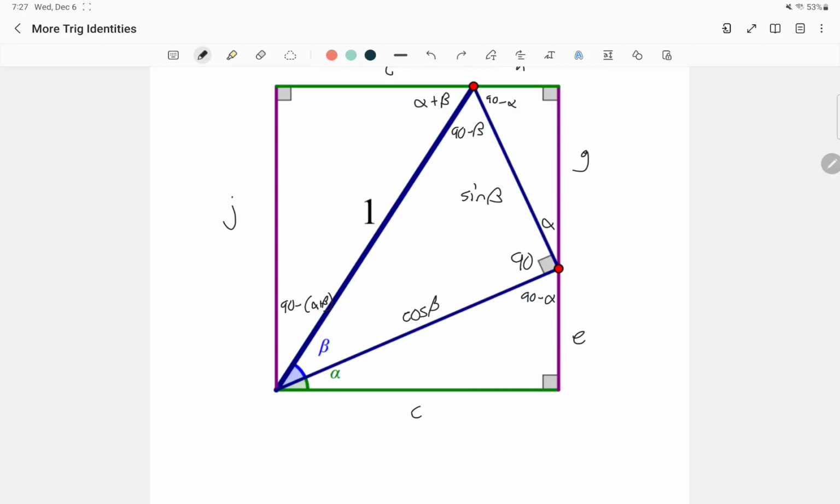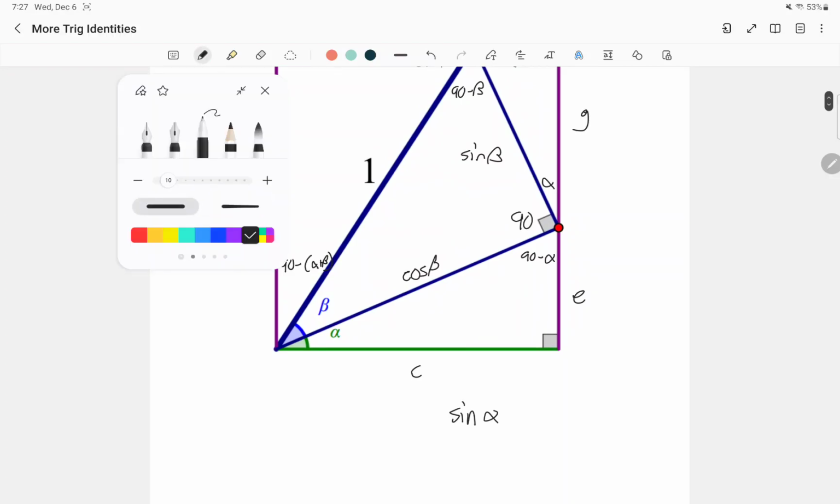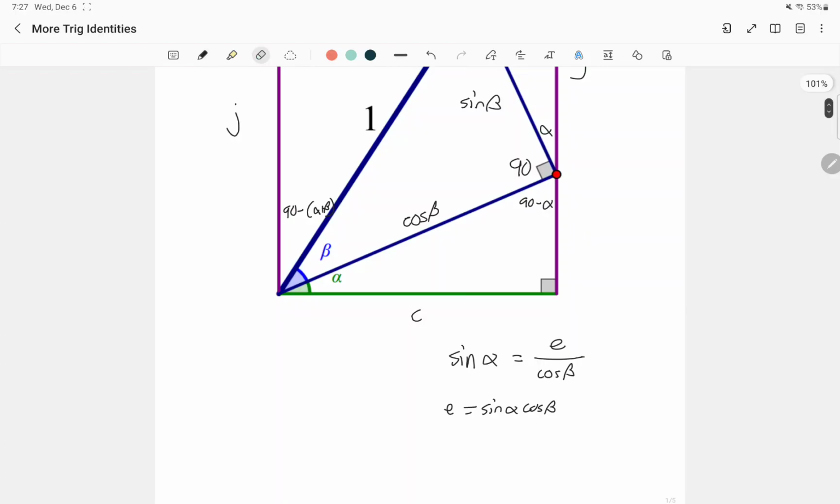So we know that E, if we take sine of alpha, in this case, if we use this alpha, which is the same as all the other alphas on the page, I just want to make that clear. If we take sine alpha, we know that's equal to E over cosine beta, because we have it up here. So if we solve for E, we get E equals sine alpha cosine beta, which is great. And we will plug that in. So we'll erase this, and we'll put this in. So we get sine alpha cosine beta.